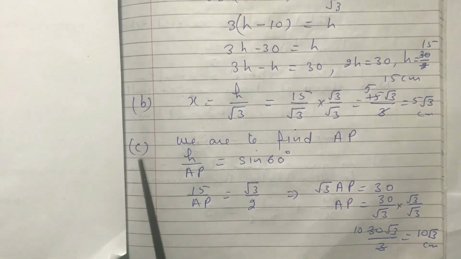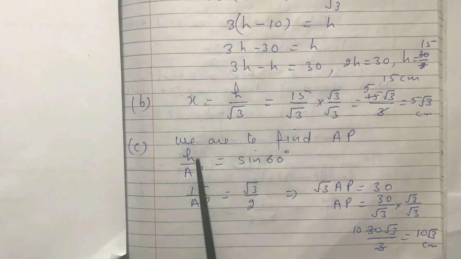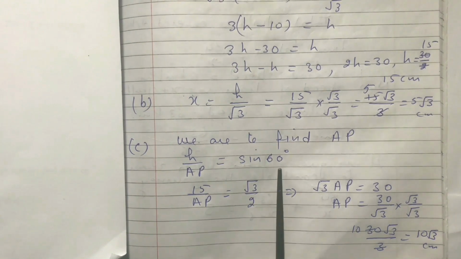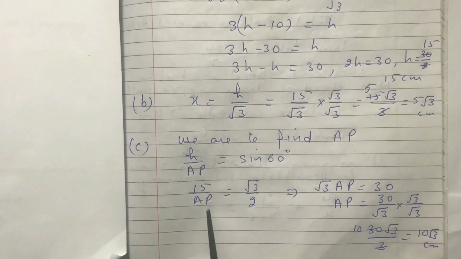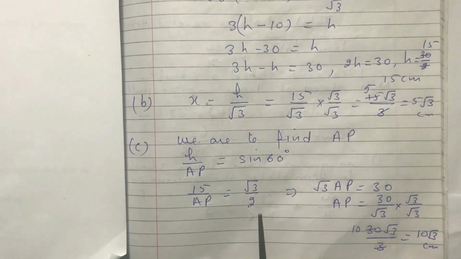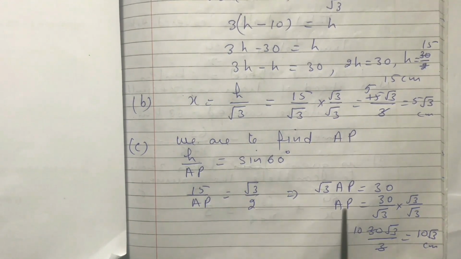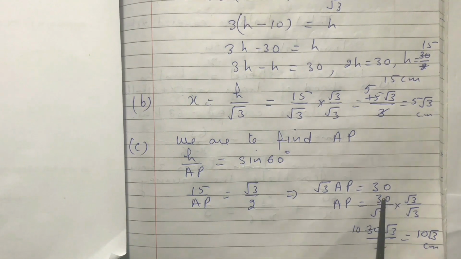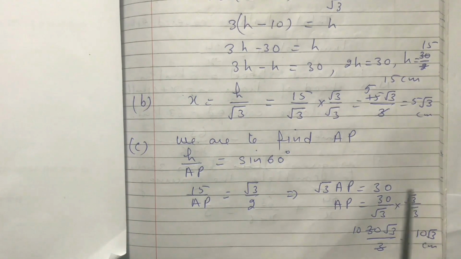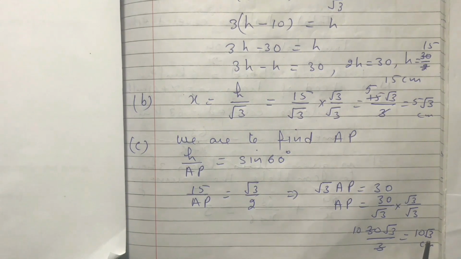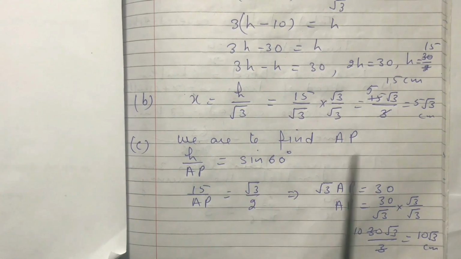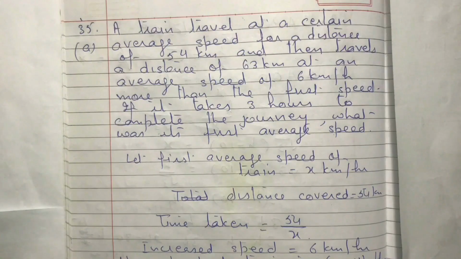Now third is C part. We have to find AP. So h by AP is equal to sine 60 degree. So h here is 15 upon AP is equal to root 3 by 2. And here we will get the value of AP, which is 30 by root 3. Rationalize it. You will get 10 root 3. So that is the answer. So here I have given the answers to all three, you can check.